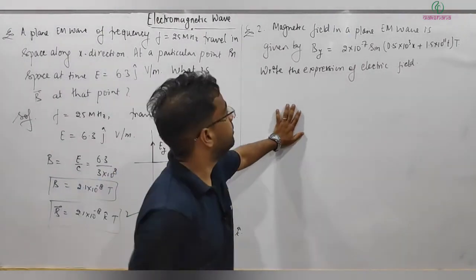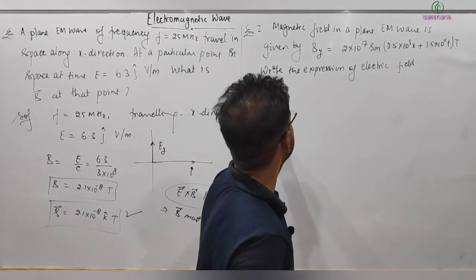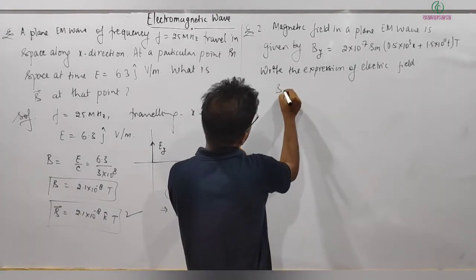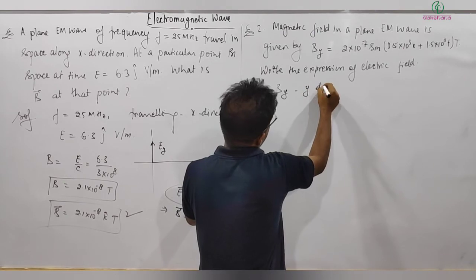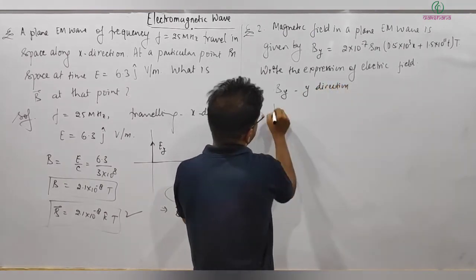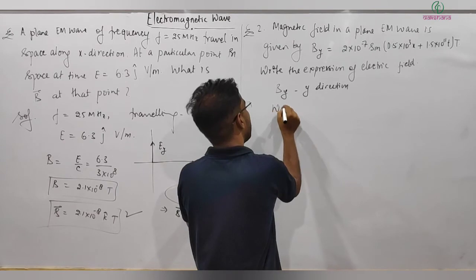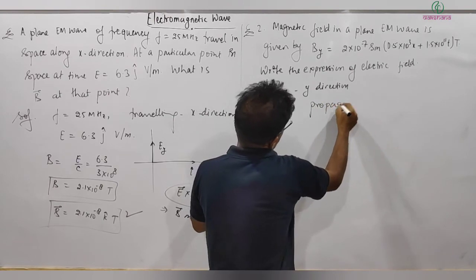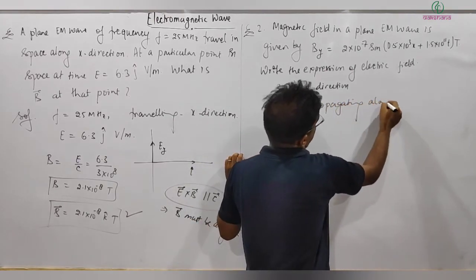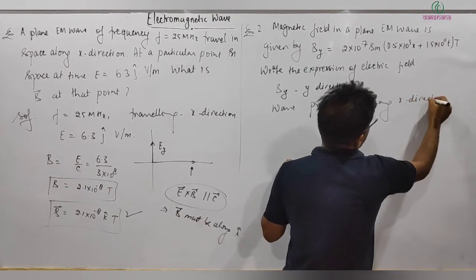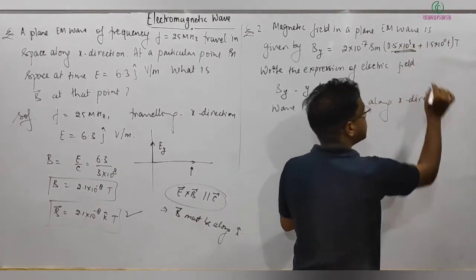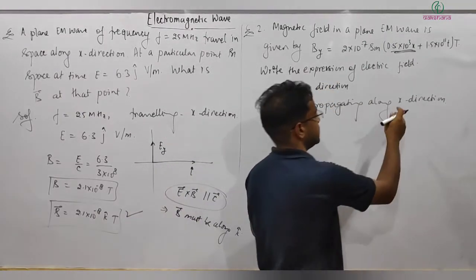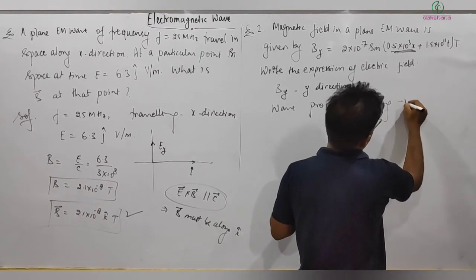And similarly, here the magnetic field in a plane EM wave is given by this expression. First, B is along the y direction, and the wave is propagating along the x direction. How? From the form kx minus omega t or kx plus omega t; here it is kx plus omega t, so it's traveling in the negative x direction.